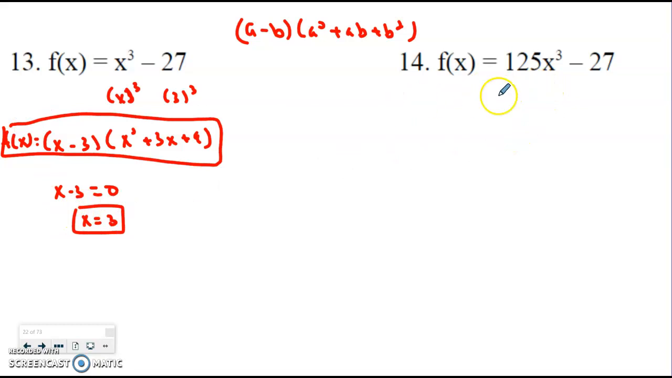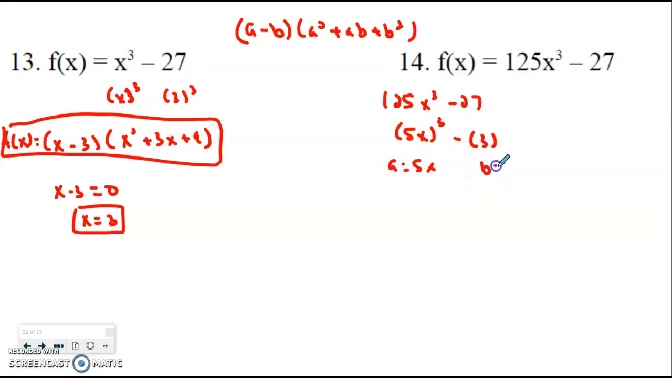Now, 14 is a little bit different. So we got 125x to the third minus 27. So what cube gets me 125 is 5. And we do have an x, so it's going to be 5x to the third. And then what cube gets me 27 is a 3. So I know that a is going to be 5x.